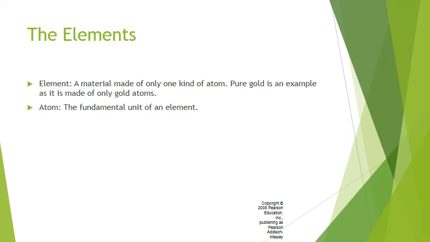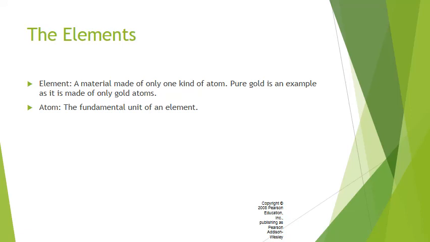Now, if you have a material that is made up of only one kind of atom, we call that an element, because an element is made up of just those type of atoms. So, for example, gold. Now, a gold atom is different than a silver atom, or a copper atom, or a helium atom.